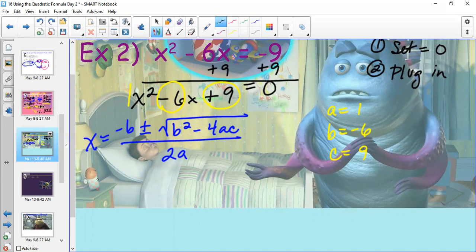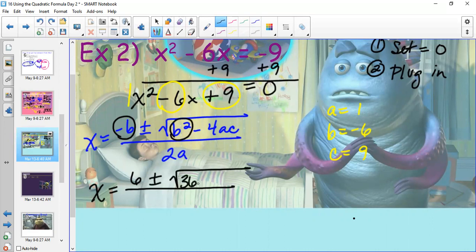Okay, so let's start plugging in now that we know all our parts. Negative b, opposite of b, so this would turn into a positive 6 since it was a negative 6, plus or minus the square root. B squared, negative 6 times negative 6 is positive 36. All right, here's where I like to do work out to the side. We have negative 4ac, so negative 4, our a was 1, and our c was 9. So negative 4 times 1 times 9 gives us negative 36. So I'm going to put in a minus 36 there. Times 2a, a is 1, so 2 times 1 is 2.